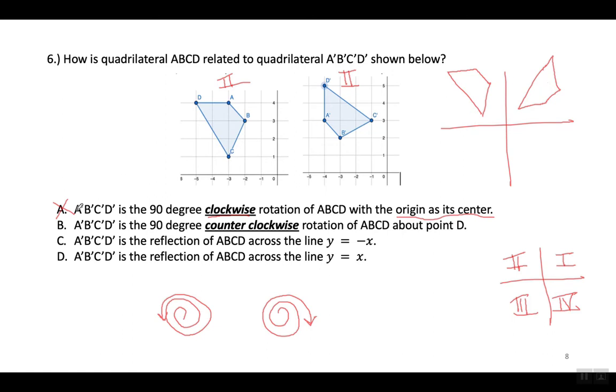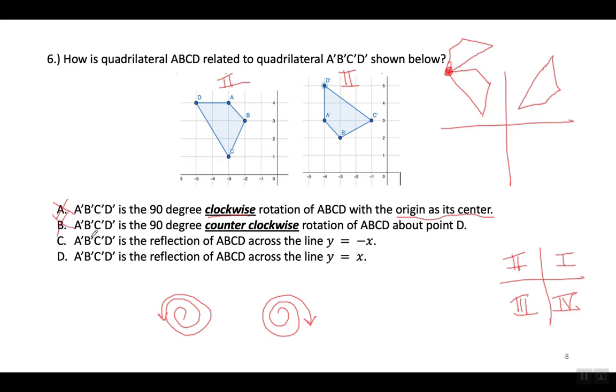Alright, letter B. A prime, B prime, C prime, D prime is the 90-degree counterclockwise rotation of ABCD about point D. Here's point D right here. Let me draw it better here. If I rotate it 90 degrees counterclockwise, it'll be something like that, which is not what I have here, so that's wrong too.